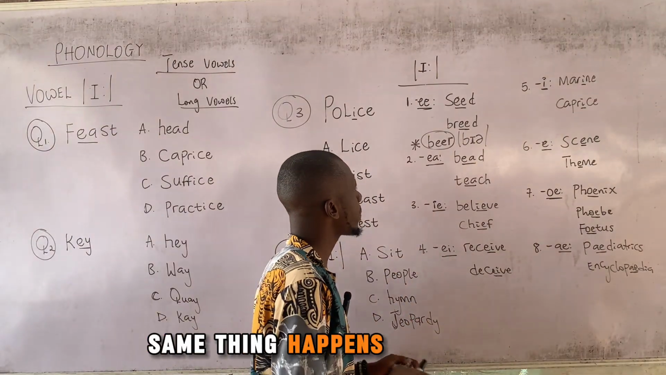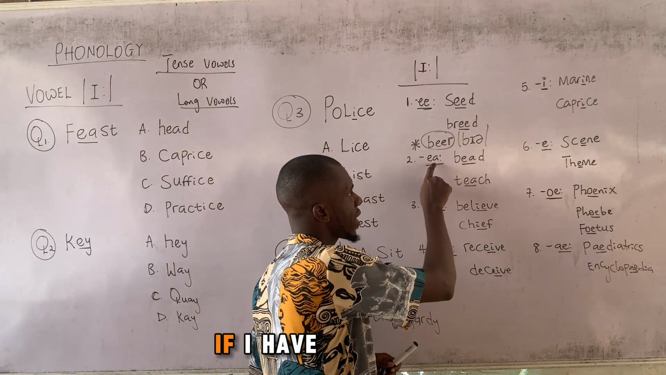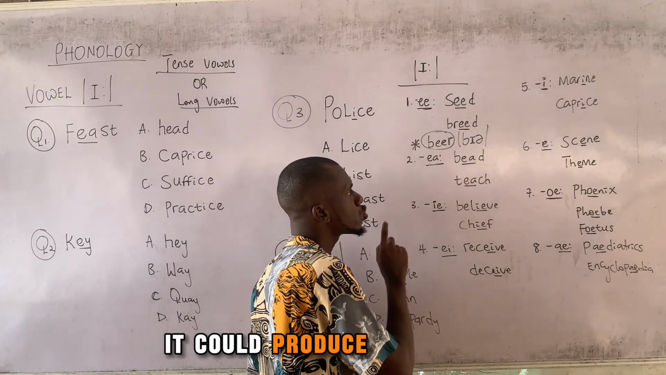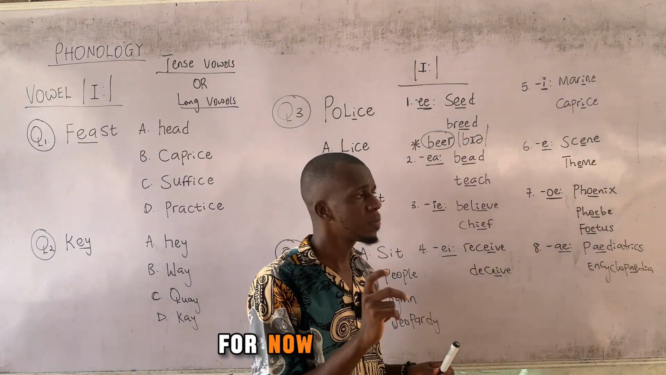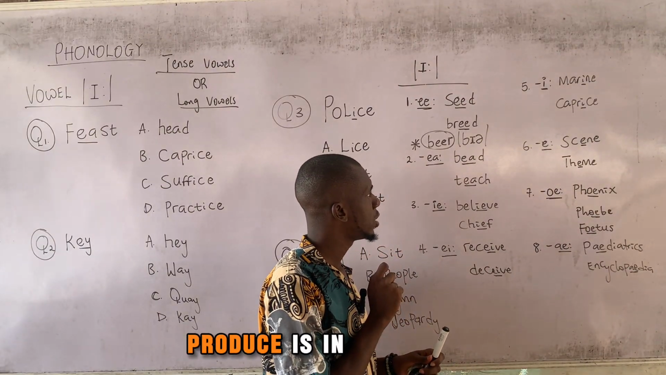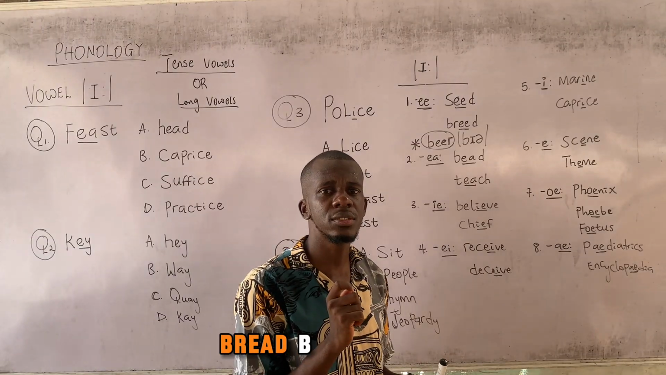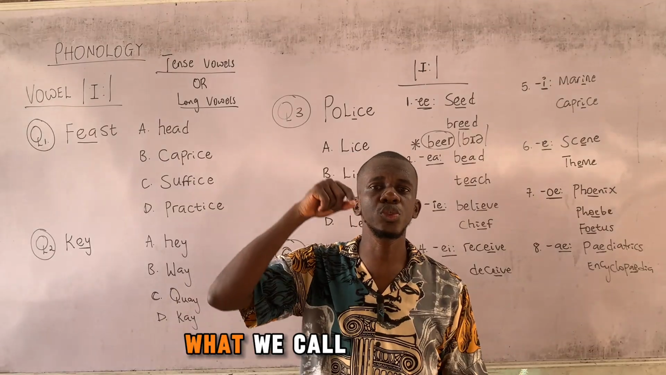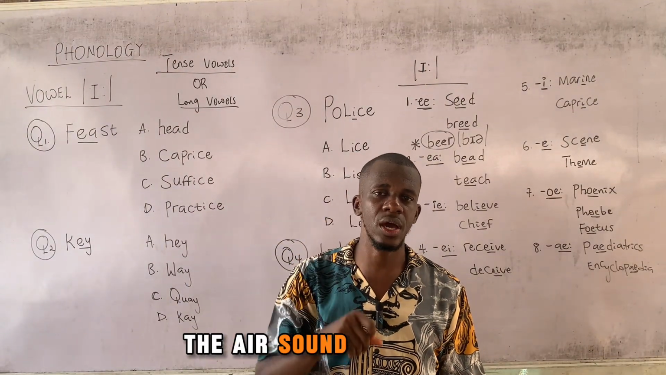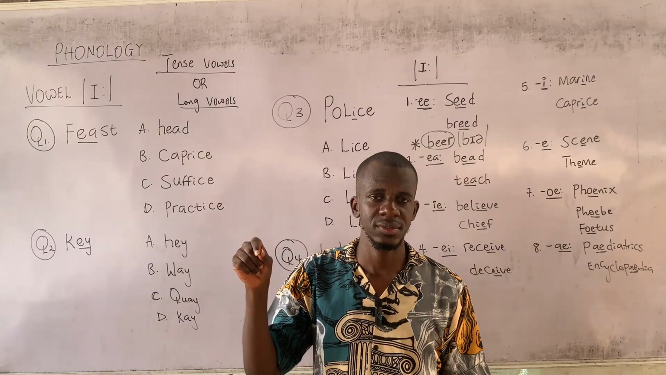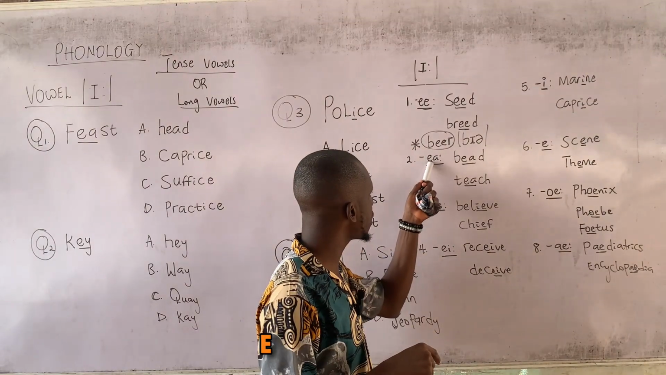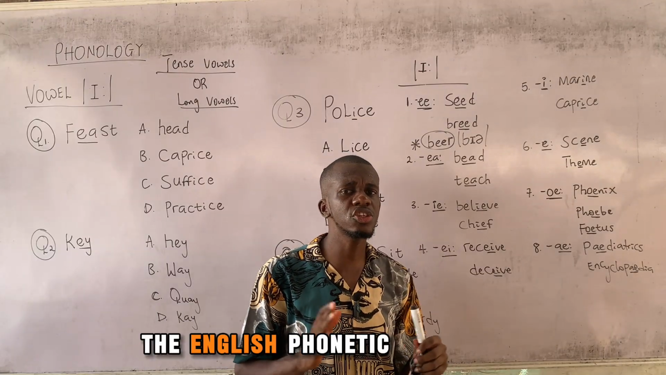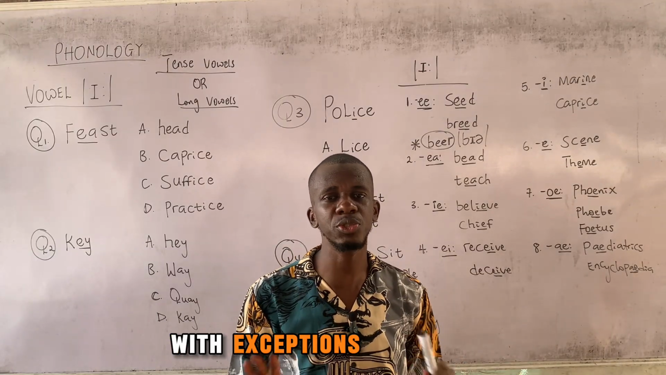All right. Same thing happens in words with EA. Yes, if I have the letters EA written together in a word, it could produce two other sounds for now. One of the sounds it could produce is in the word bread, BREAD. The EA there produces what we call the air sound. Yes, bread. Okay. Meanwhile, here EA is supposed to give us the long E sound. Yes, so you see that the English phonetic system is laden with exceptions.